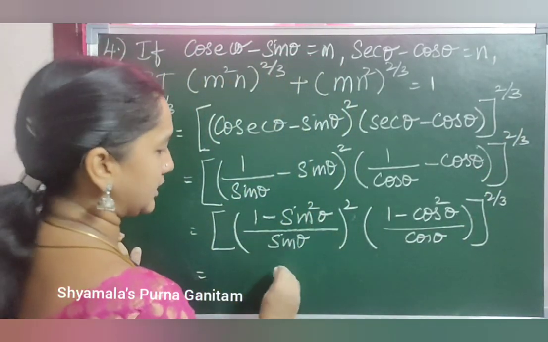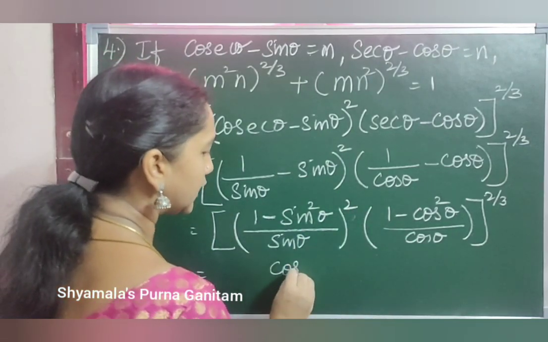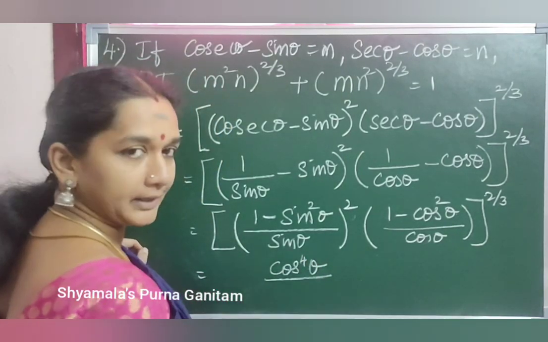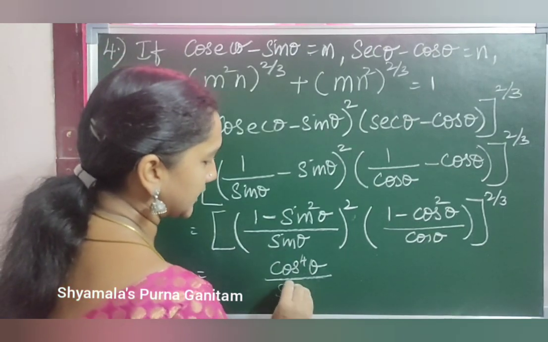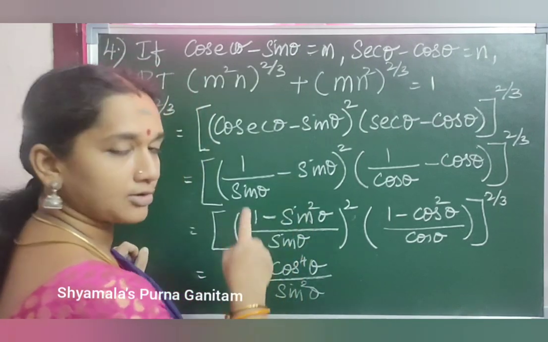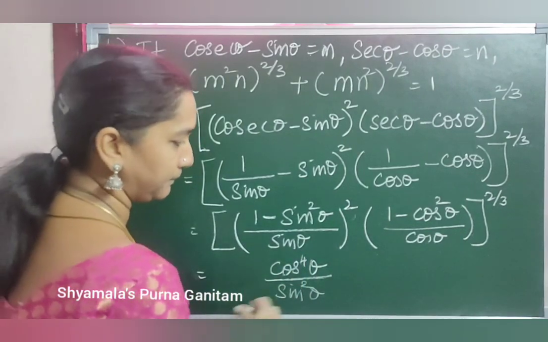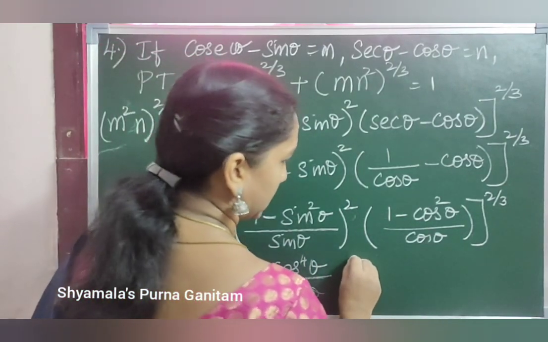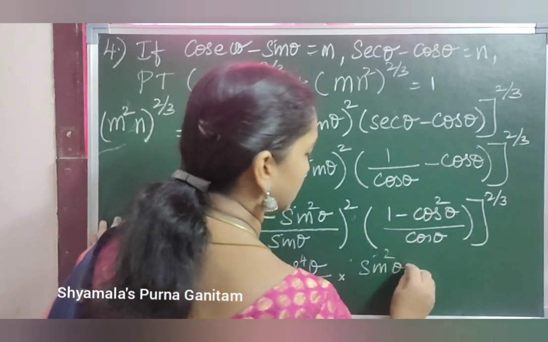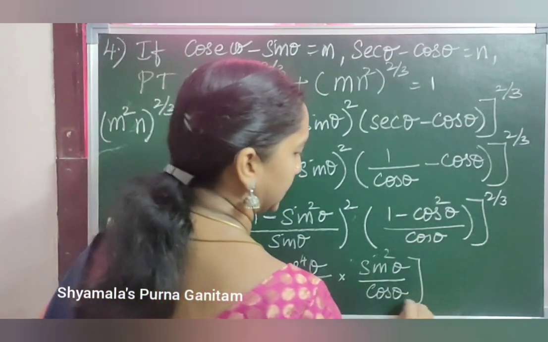Okay, so 1 minus sin squared theta is cos squared theta. The square is there outside, so I will get cos power 4 theta in the numerator, cos power 4 theta. Then the denominator is sin squared theta. This square I am multiplying inside. 1 minus sin squared theta is cos squared theta, so cos squared theta the whole squared will be cos power 4 theta, into 1 minus cos squared theta, which is sin squared theta, by the denominator cos theta. This whole power 2 by 3.